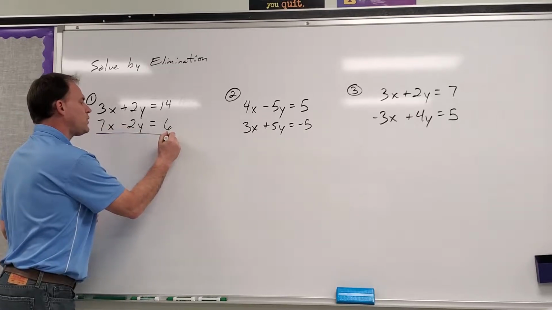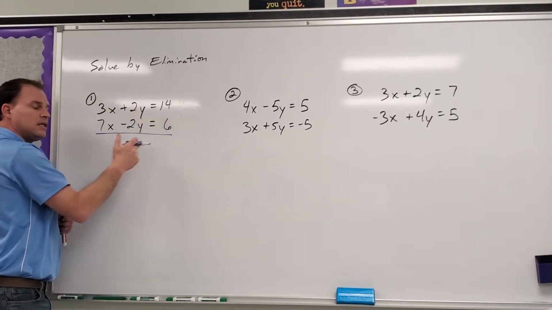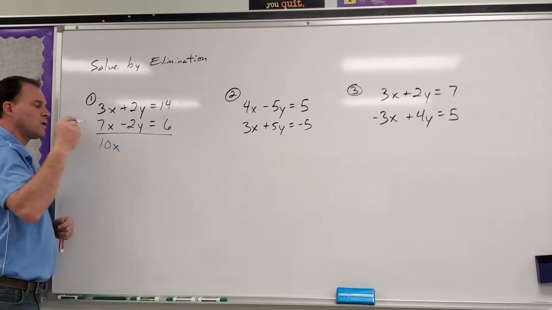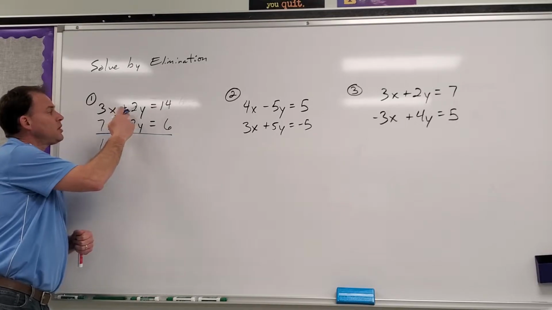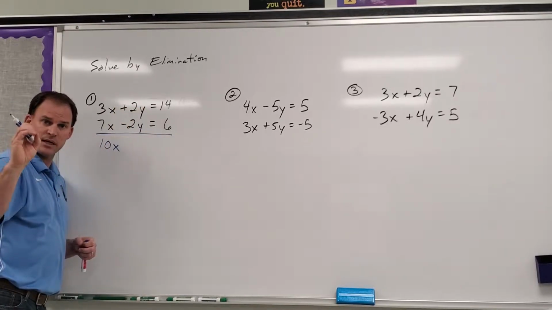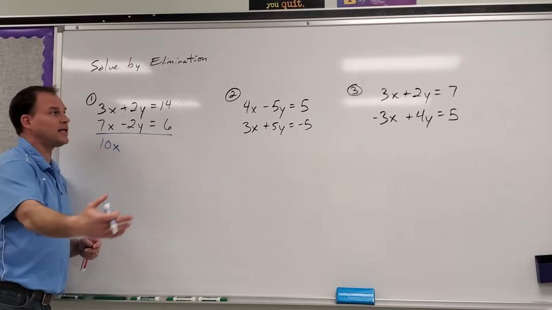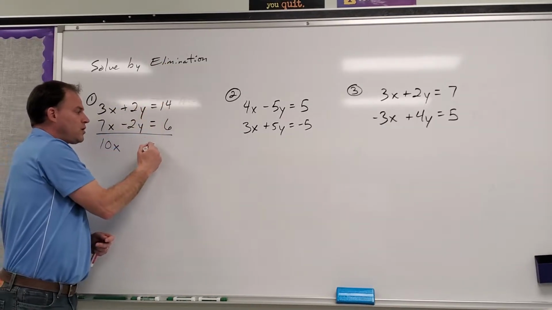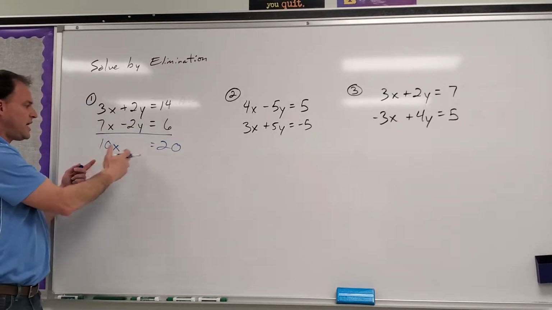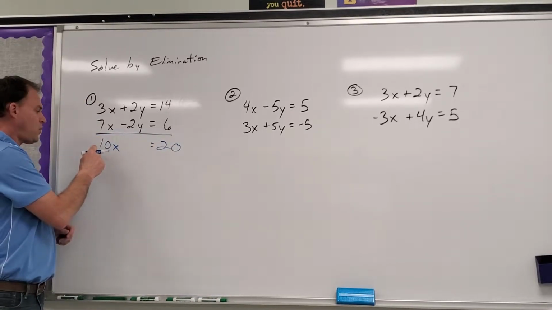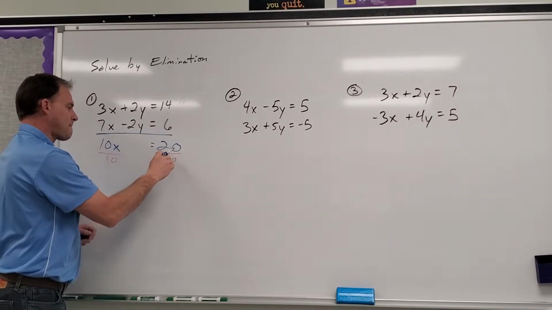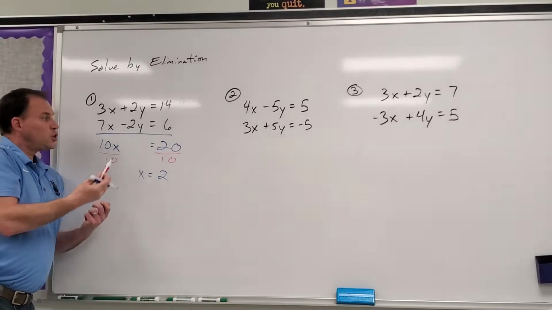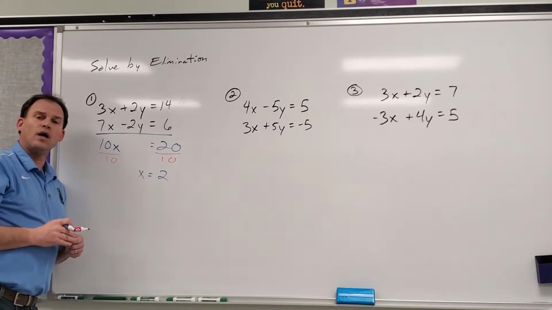I am simply going to add vertically these two equations together. 3x and 7x. What's going to happen every time? Plus 2y minus 2y, that makes 0, so it's gone. It's been eliminated. That's why it's called the elimination method. We don't have a y anymore. Over here, I get 20. Now I have 10x equals 20. So I solve that equation. x equals 2. So in 2 steps, I have found one variable.